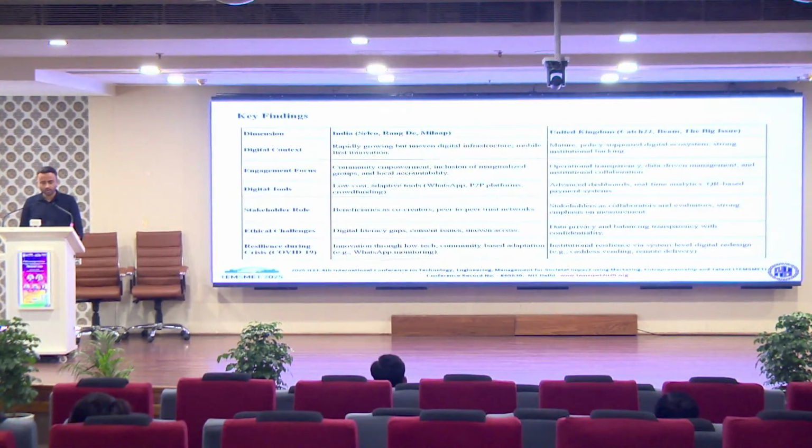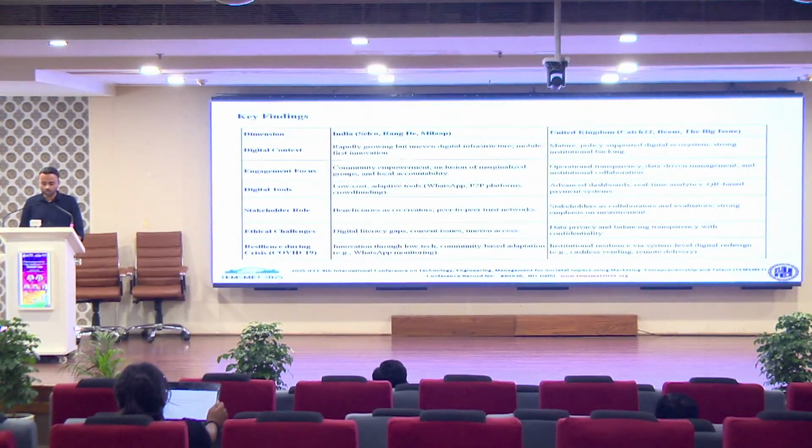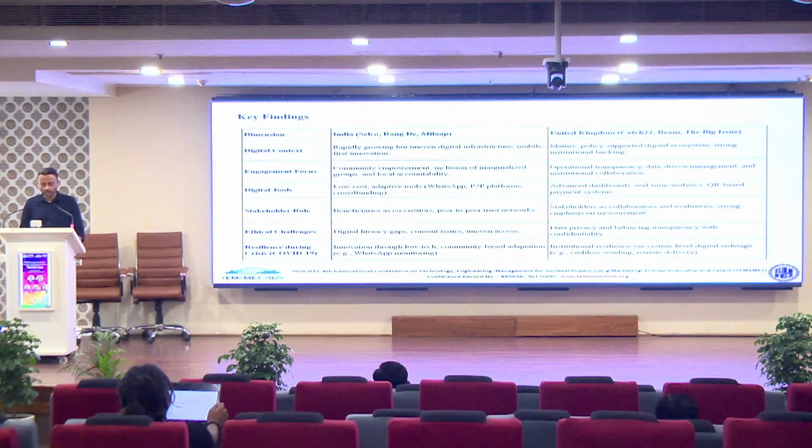So this is the key difference between Indian and United Kingdom social enterprises. In terms of digital context, India is rapidly growing, but has uneven digital infrastructure and mobile-first innovation, whereas the United Kingdom has a mature and policy-supported digital ecosystem. Low-cost and adaptive tools like WhatsApp or P2P platforms are adopted in India, but the UK has advanced dashboards, real-time analytics, and QR-based payment systems.